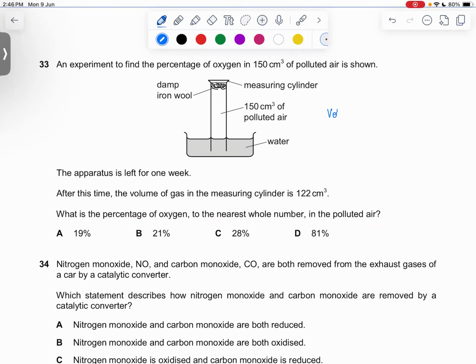So volume of oxygen first is a very simple question. 150 minus 122. So the answer should be 150 minus 122 equals to 1.22. What? I divided it, sorry. 150 minus 122 equals to 28. 28 centimeter cube. Percentage O2 in polluted air. So we'll do volume.